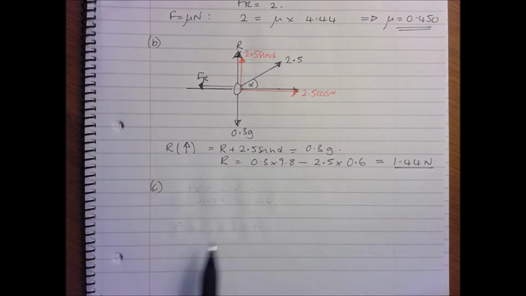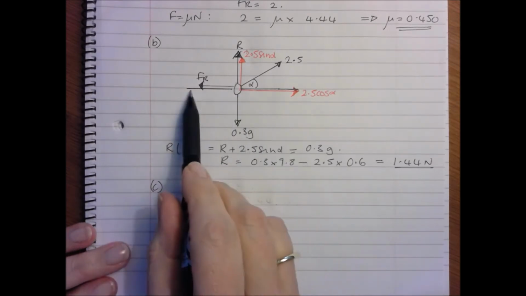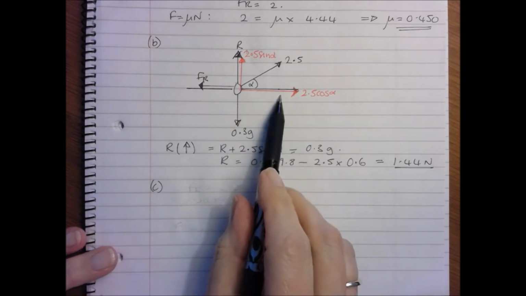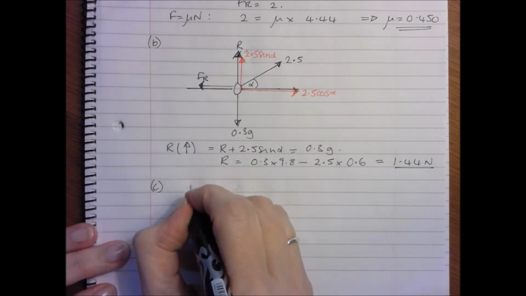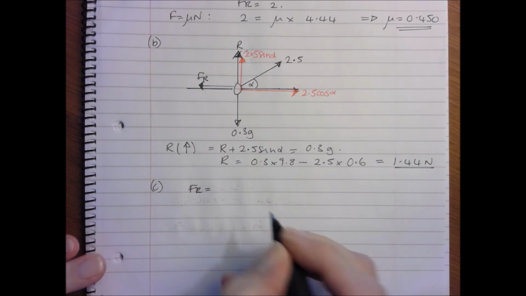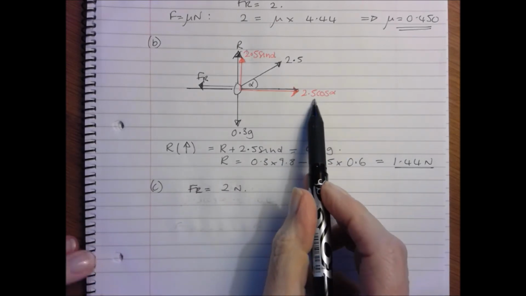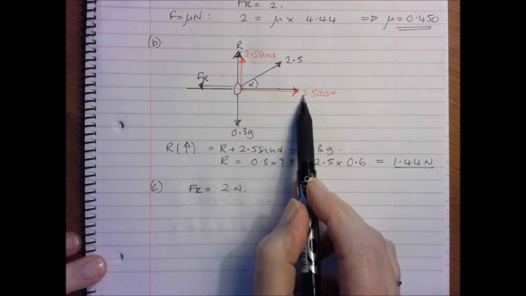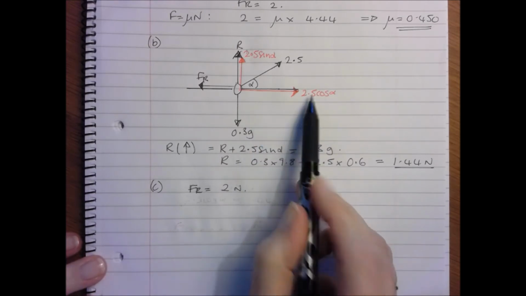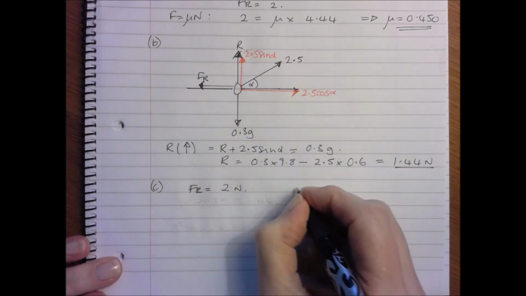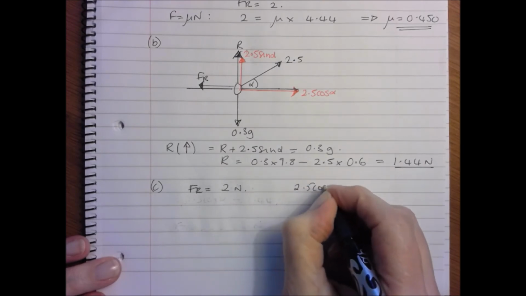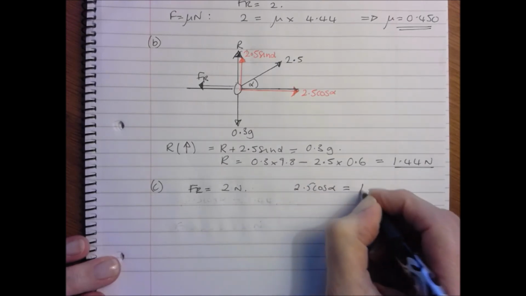Part C then is asking if the ring is in equilibrium. So in order to do this, we need to consider the forces acting along the pole. So friction we worked out in part A, and friction is equal to 2 newtons. And the component of the tension acting towards the right is 2.5 cos alpha, and this comes out to be 1.44.